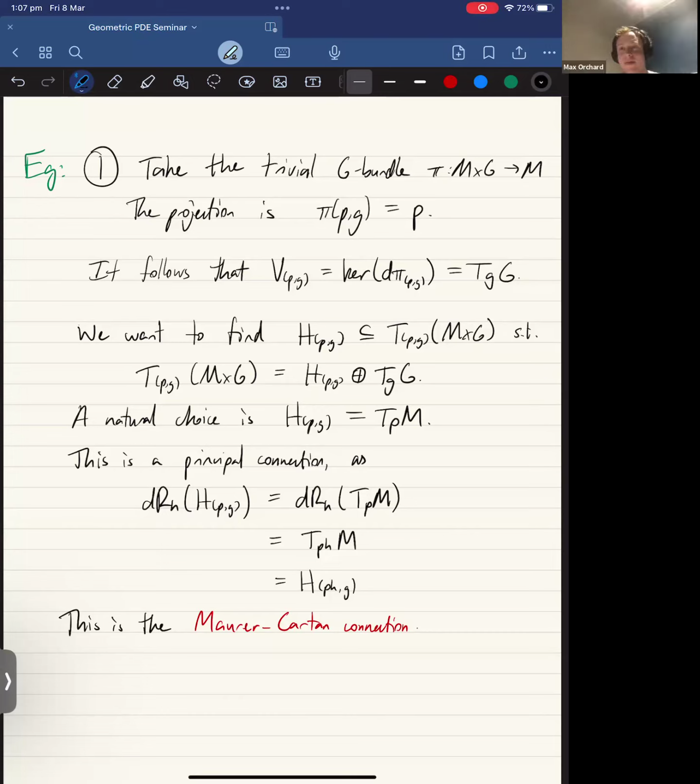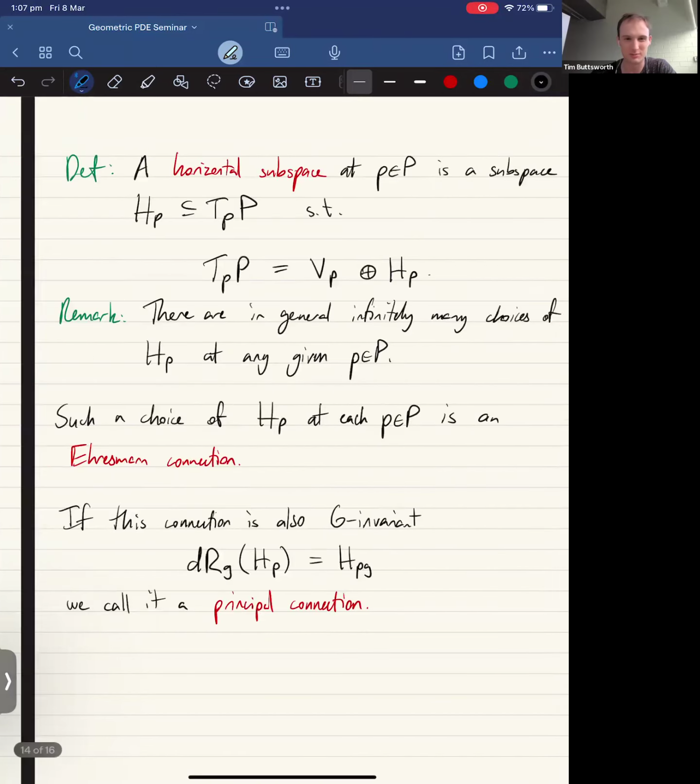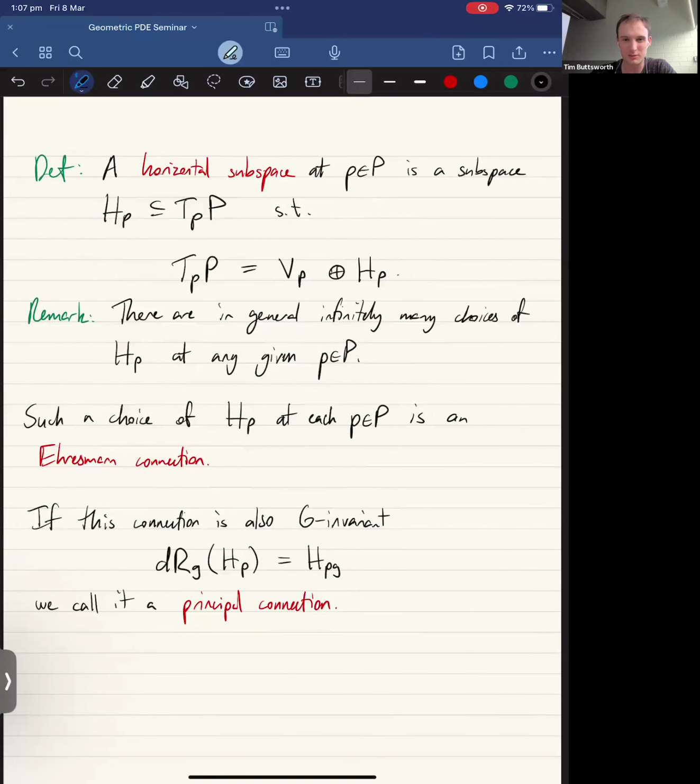Max, I might jump in with a quick technical question if that's okay. Your definition of connection, I can't remember if you said this: do you require that the choice of horizontal subspace varies smoothly with the point p? I don't think I said this, and I think that's a very reasonable assumption to make. So I would say yes, you do need it to vary smoothly in some sense. Okay. Cool. If anyone else has any objections to that assumption, I think it's something that we should have. I don't think I said it though.